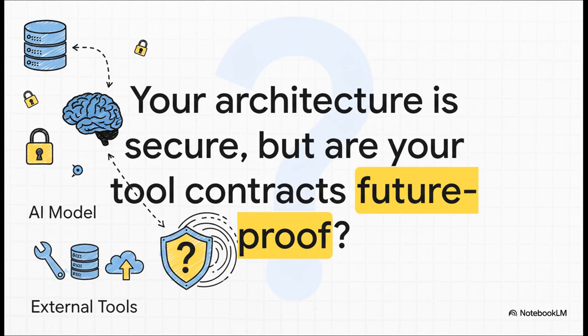So the MCP architecture gives us this really elegant, really secure foundation for all the parts to communicate. But that framework is only half the story. And that leaves us with one final, really important question to chew on. Now that the plumbing is secure, how do we make sure that the actual tools themselves, the contracts we define for them, are built to last? How do we future-proof them? Well, that's a story for our next explainer.